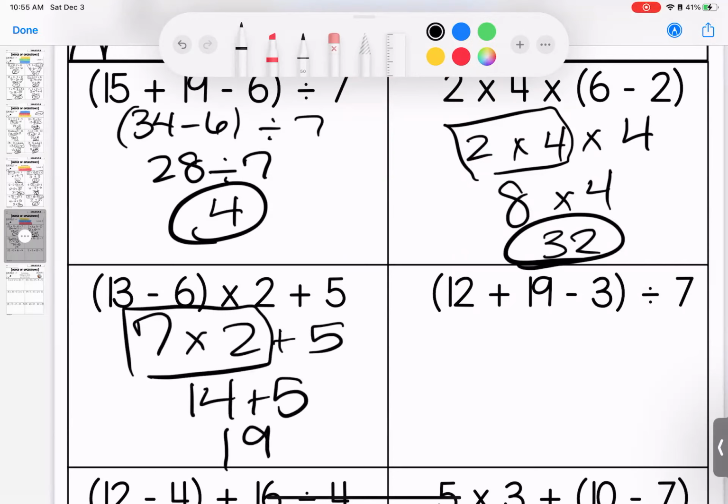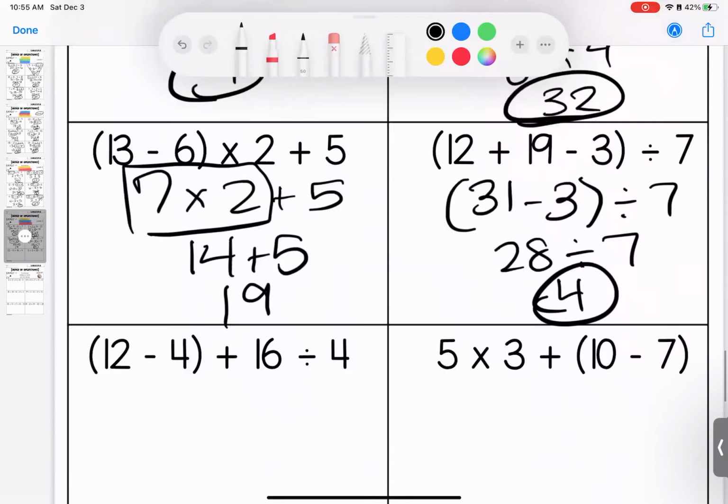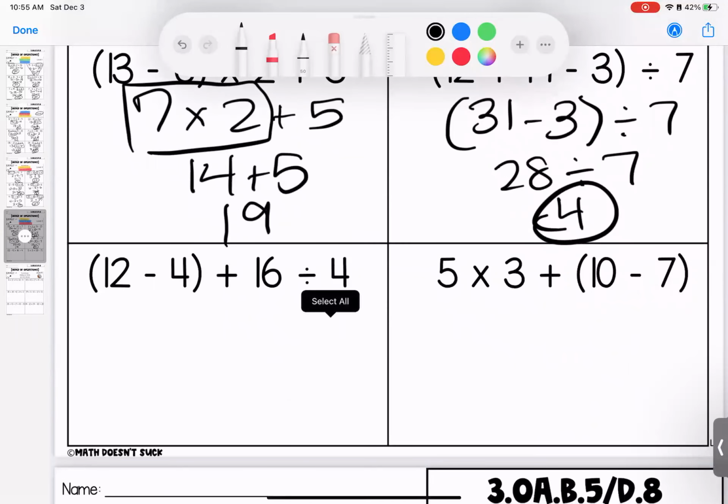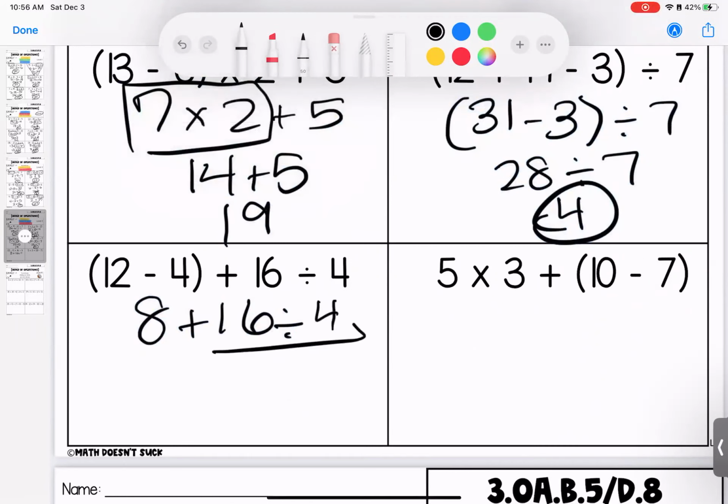All right, parentheses. 12 plus 19 is 31. I'm not done. They come with me. 31 take away 3 is 28. I drop them. Last step, 28 divided by 7 is 4. That's my final. Parentheses, 12 minus 4 is 8. Rewrite. Division and multiplication are next. I pop to the back. 16 divided by 4 is 4. Rewrite. 8 plus 4 is 12.